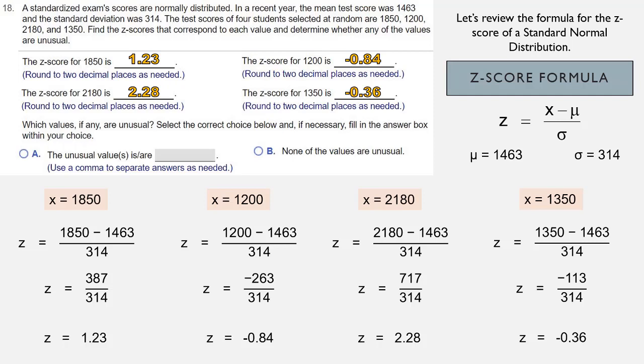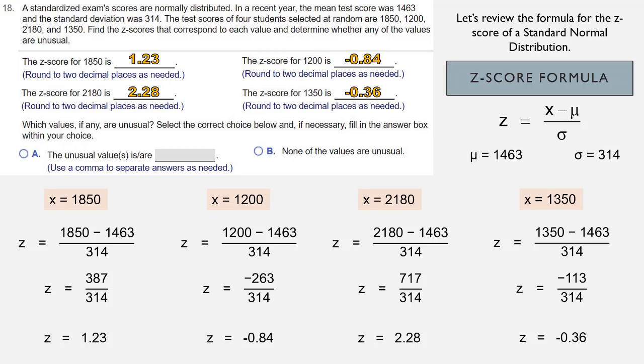Okay, so what does it take to be unusual? Well, if you remember when we talked about the empirical rule, we said that any data value that was more than 2 standard deviations away from the mean would be considered unusual. In terms of z-scores, that means if a data value has a z-score less than negative 2 or more than positive 2, then it would be unusual.